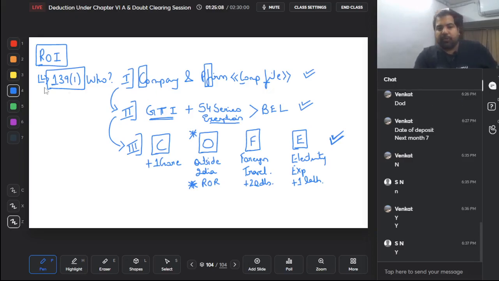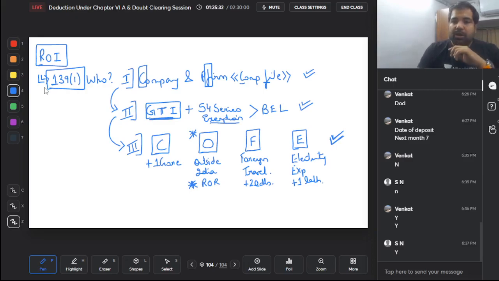Alright, so this is first 1, 2 and 3. These are the people who need to file their return of income. Let's do a quick recap. Who needs to file their return of income? Companies and partnership firms, LLPs, compulsory. Other than that, GTI plus 54 series exemptions, if it's greater than basic exemption limit, then compulsory. Guys, it's not TI, it's GTI here. Please keep that in mind. Or otherwise, if you're loving coffee, then you need to file a return of income.